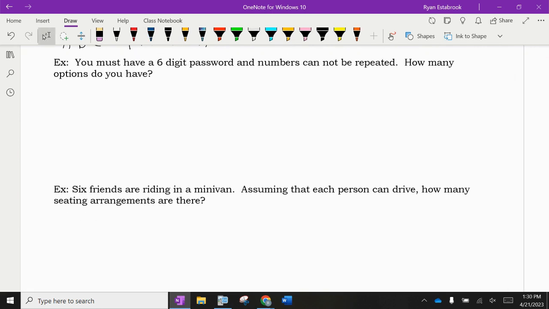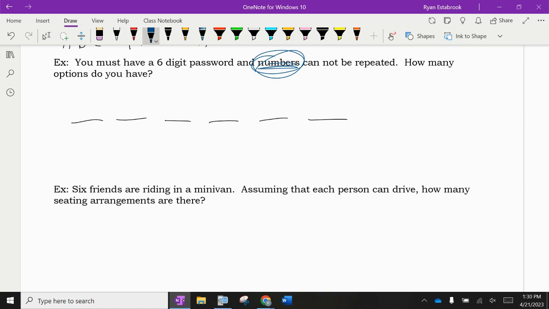Example, 6-digit password again. Numbers cannot be repeated. We can only use numbers. So 1, 2, 3, 4, 5, 6. How many possibilities are there for this first spot? We're just using 6, 5, 4, 3... Oh, wait, no, we're just using numbers.